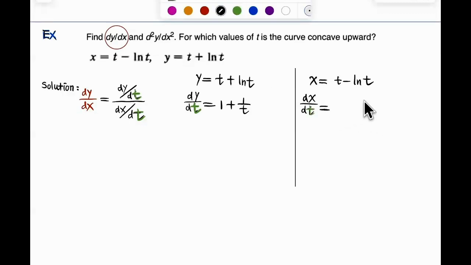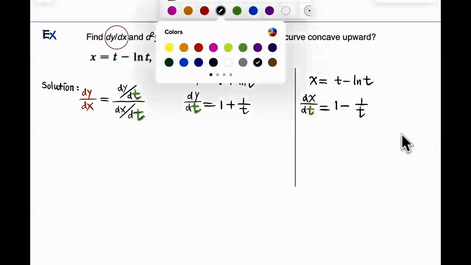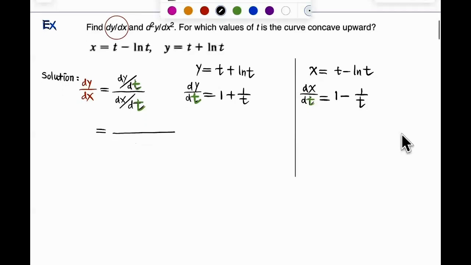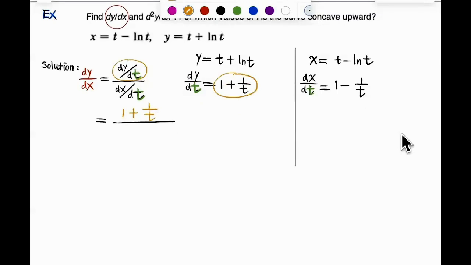Differentiate this with respect to t, it is 1 minus 1 over t, right? Now, once you get this, you'll be able to figure out what dy/dx is equal to, right? So dy/dt is this, so we put 1 plus 1 over t. And then dx/dt is this one over here, so we put 1 minus 1 over t.